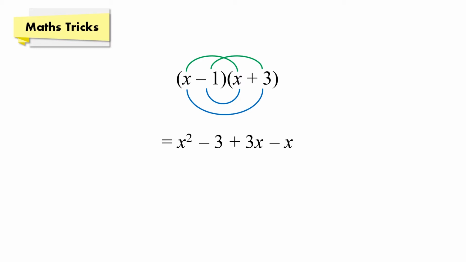Remember to check whether there are four terms after the expansion. This is not the end. There are two like terms, which are positive 3x and negative x. Combining them, positive 3 minus 1, we have positive 2x. Then, we can rearrange the order. The answer is x squared plus 2x minus 3.